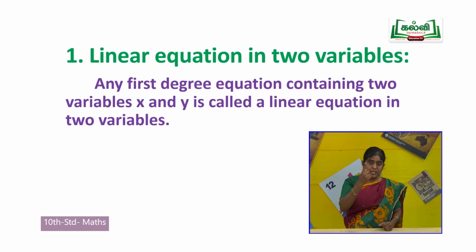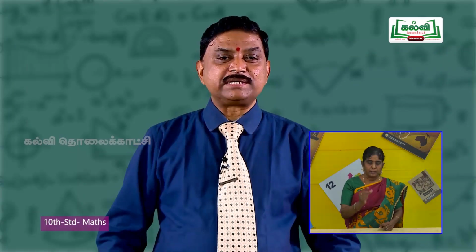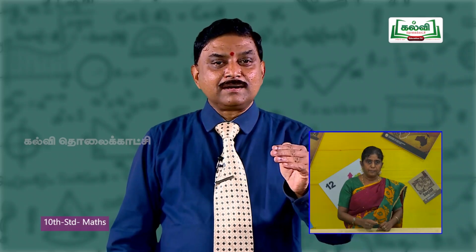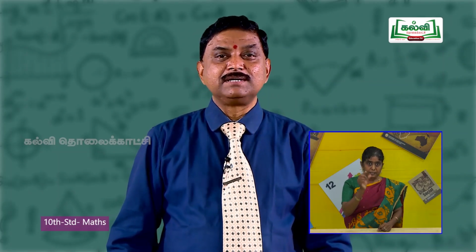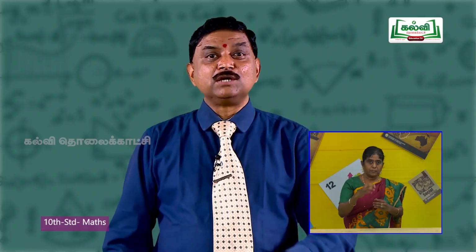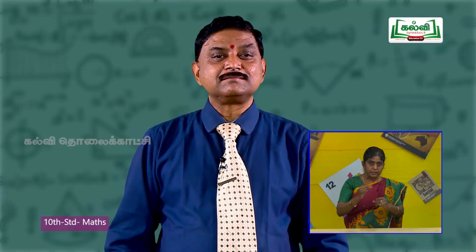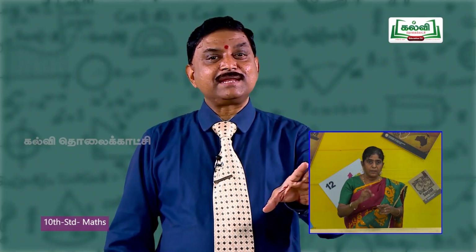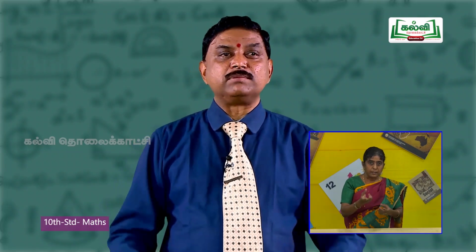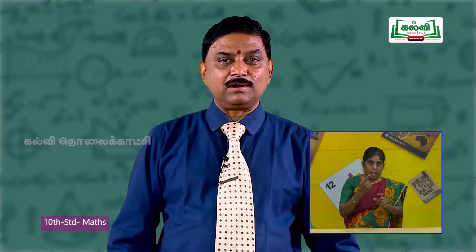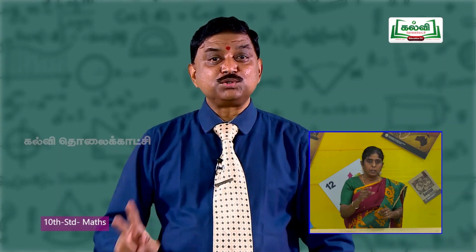Any first degree equation containing two variables, namely x and y, is called a linear equation in two variables. Only the two variables, x and y, will be used in the equation. So, it should be a first degree equation. That is, the power of x and the power of y should always be 1.